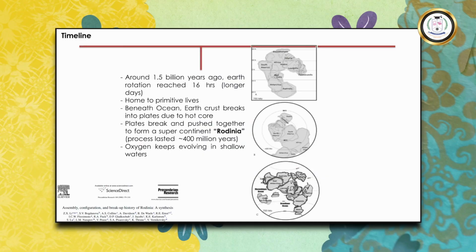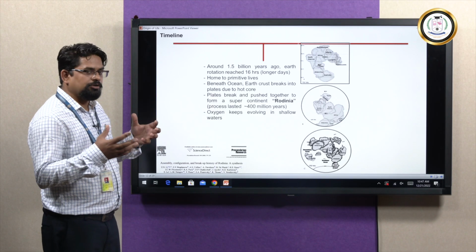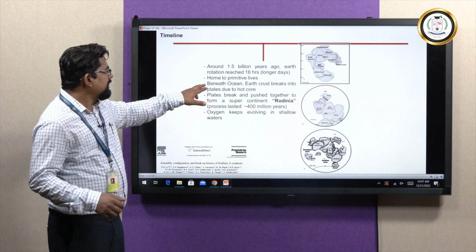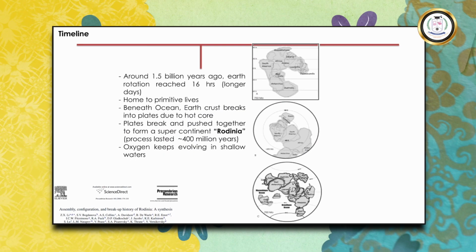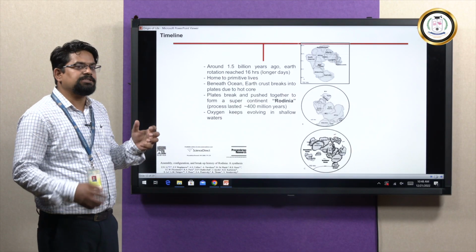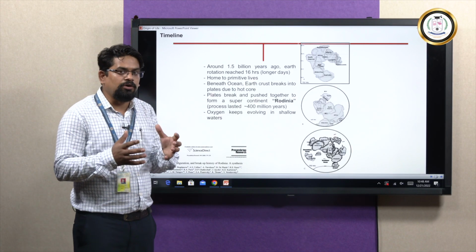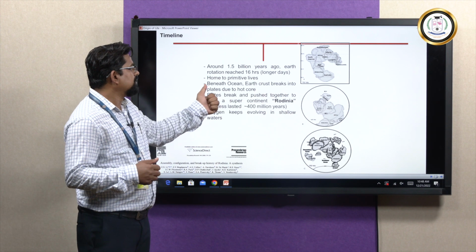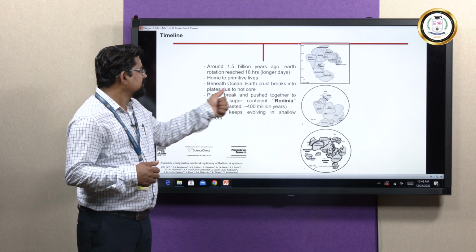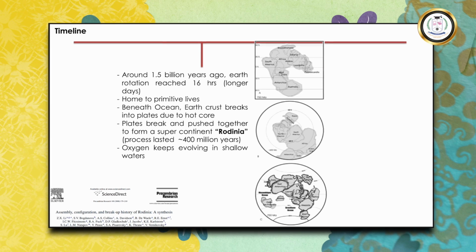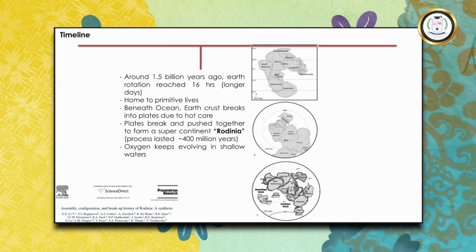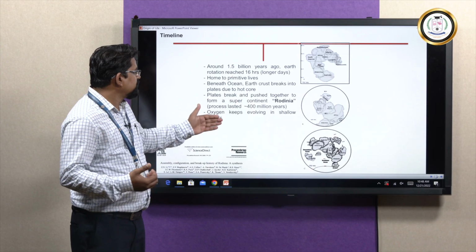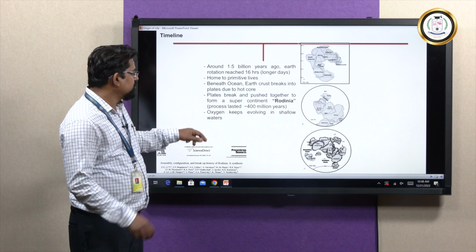It is already a home to primitive life, as I said, the presence of the blue-green algae and stromatolites, right? At that time, in that particular time scale, the Earth crust breaks into plates due to the hot core. Remember, I said that the Earth core is still hot, and that has caused the break of the Earth crust into the plates. These plates break and push together to form a supercontinent called Rodinia. And of course, the oxygen keeps evolving in the shallow water because of the presence of the stromatolites.